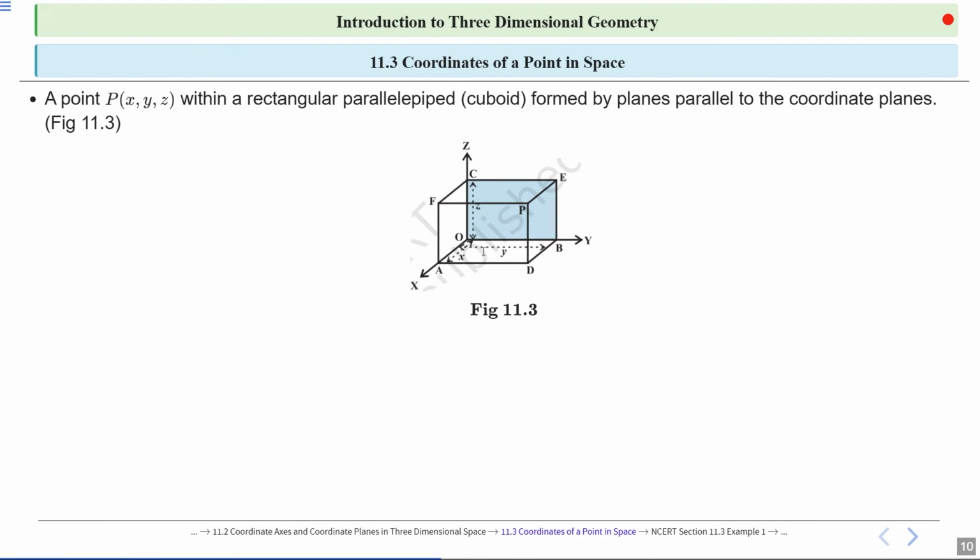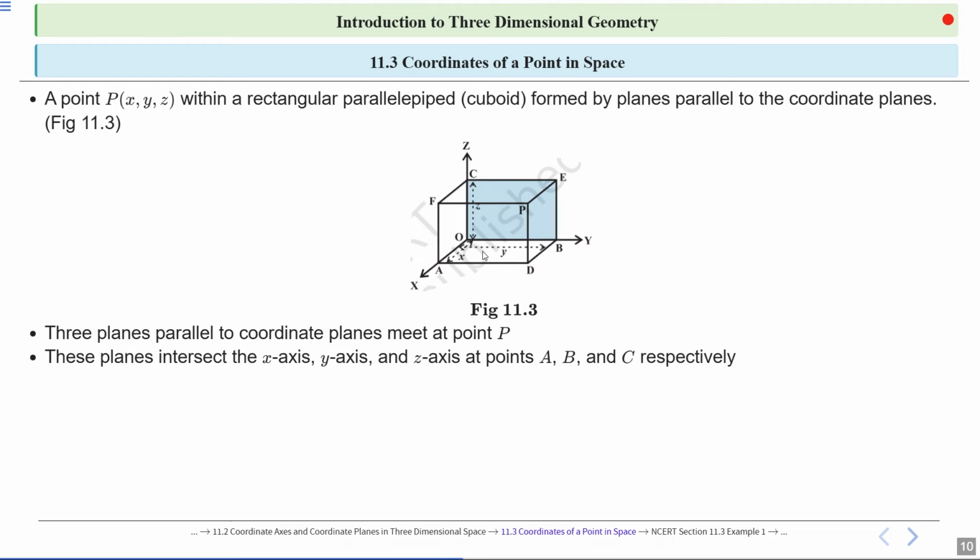Now let's examine this diagram of a point P with coordinates x, y, and z inside a rectangular box or cuboid. The box is formed by planes that are parallel to the x, y, and z axes. Notice how three planes, each parallel to one of the coordinate planes, meet at the point P. These planes help us define exactly where P is inside the cuboid. So this shows us that P is determined by its distances from the three axes.